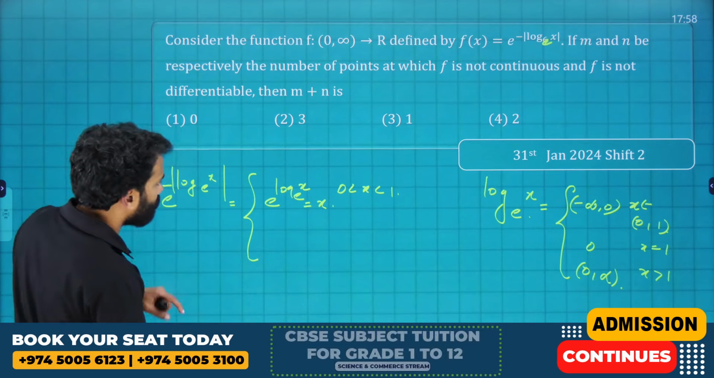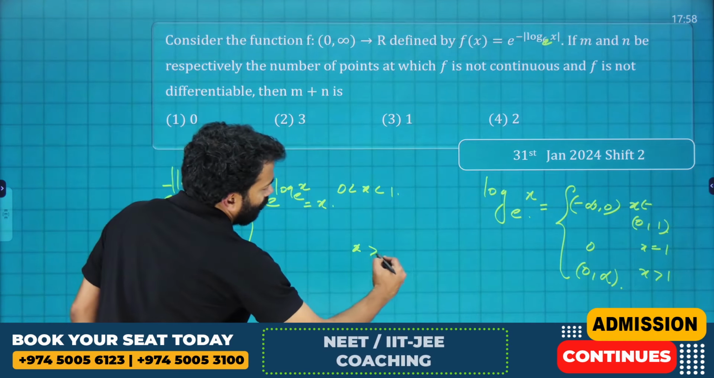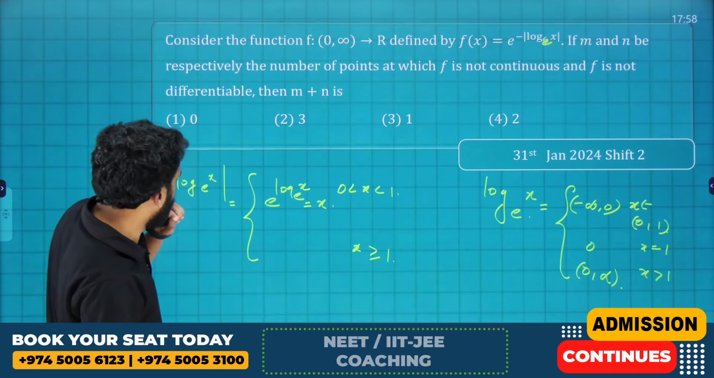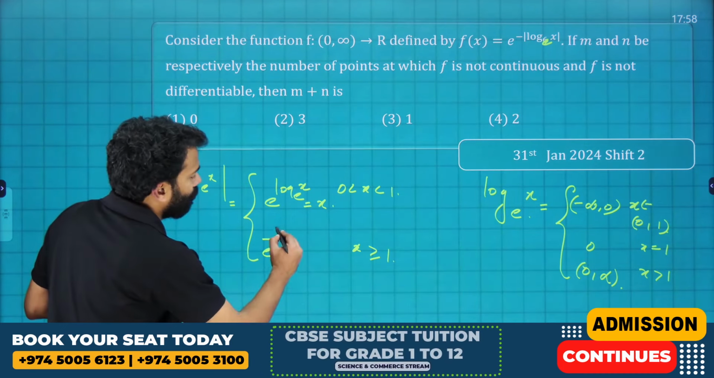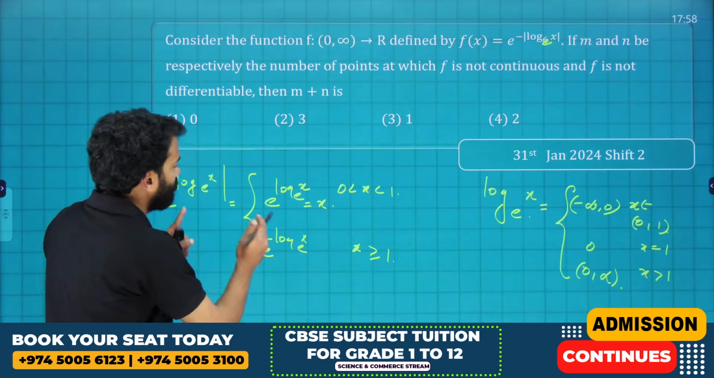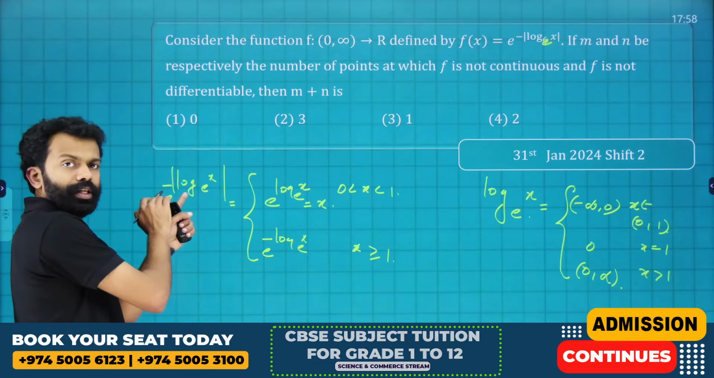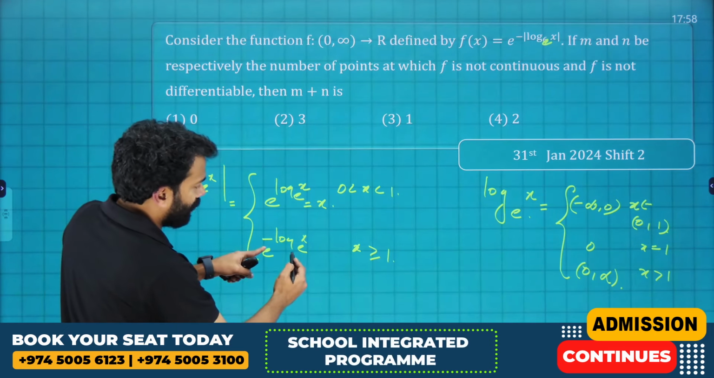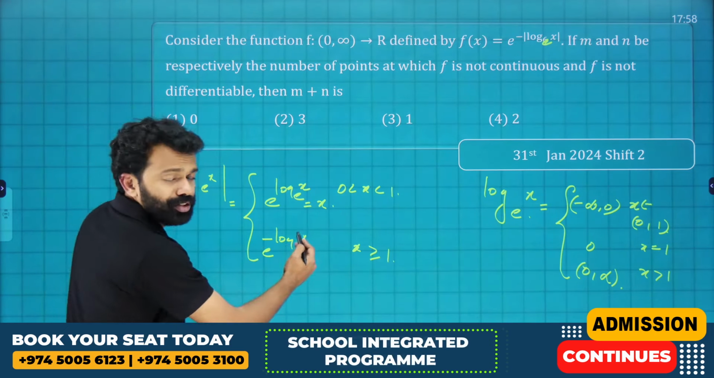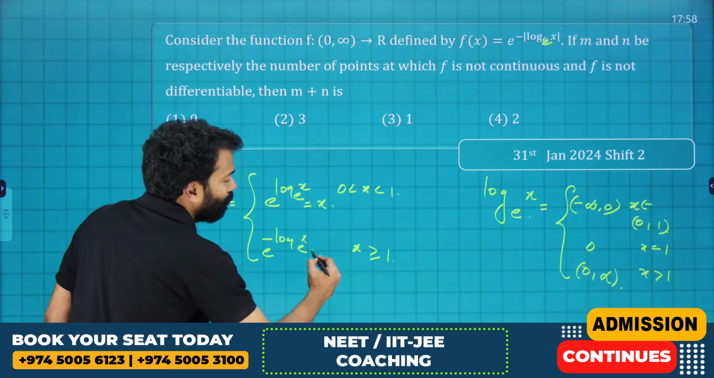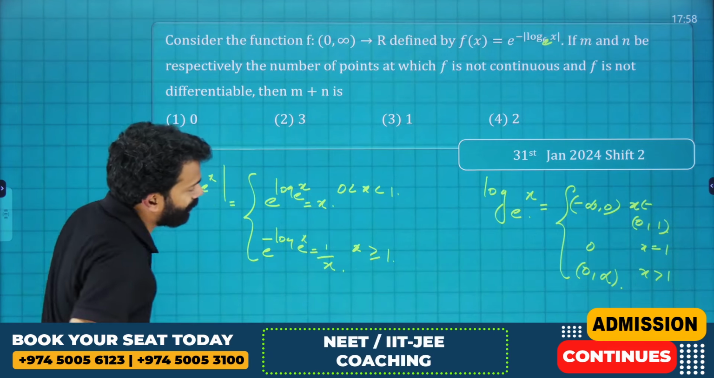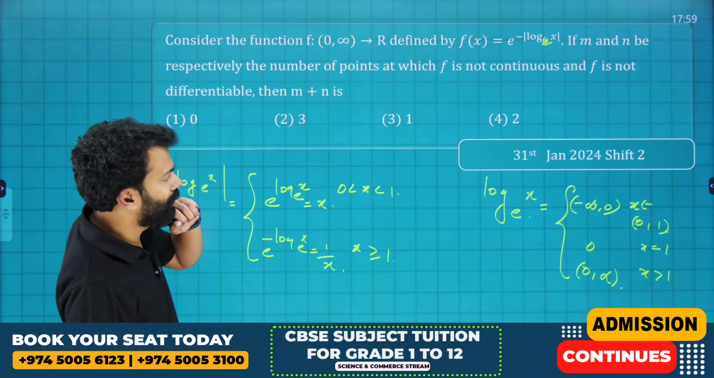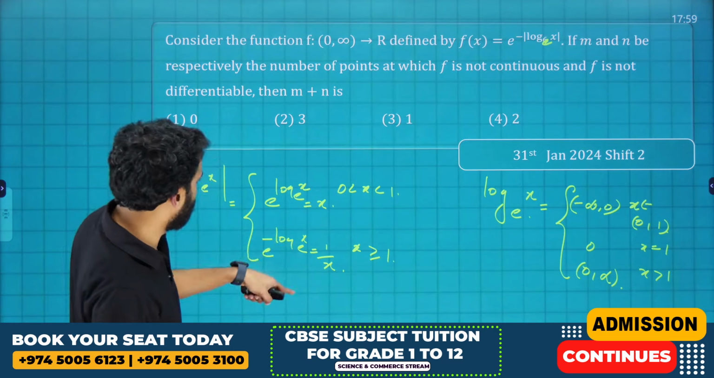And the next one, when x is greater than or equal to 1, this becomes positive. That is, it will be e raised to minus log x to the base e. This modulus will be positive and we need to consider the negative here. Therefore, what is e raised to minus log x to the base e? This will be e raised to log x raised to minus 1 to the base e, which is equal to 1 by x. So basically we have x and 1 by x here.